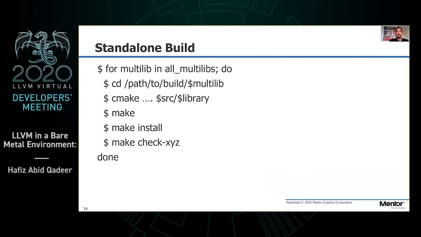Okay, so now we understand what multilibs are. So how will we build all of our runtimes for these different options? You will effectively do the same thing as we have done previously, but instead of building the library one time, you will build it a number of times depending on how many multilibs you have. You will go to a different directory for every multilib, give CMake the appropriate options for that multilib, and then do your typical make and make install steps.